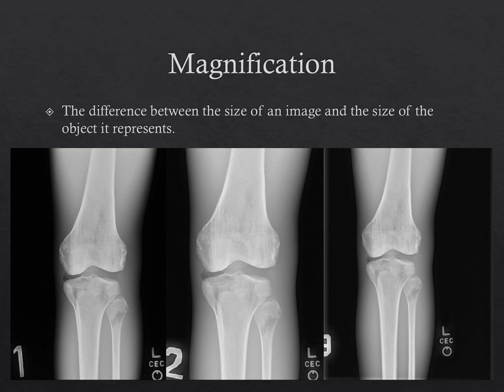These three images were taken to demonstrate what happens when you magnify and change the OID, the object to image distance, and don't change the SID, and then compensate. We'll do this experiment in lab. Here's my control image. This is my knee right next to my image receptor. This is that same knee where I have increased the object to image receptor distance, and I did not change the source to image distance. Therefore I get magnification.